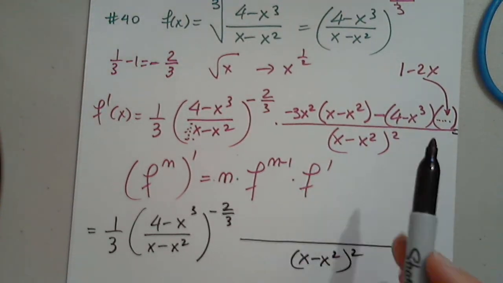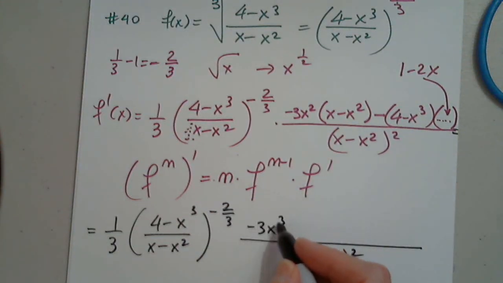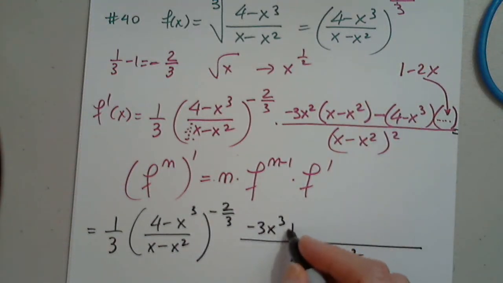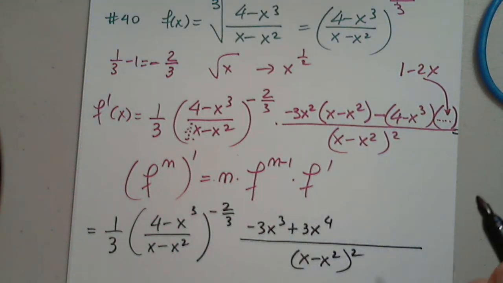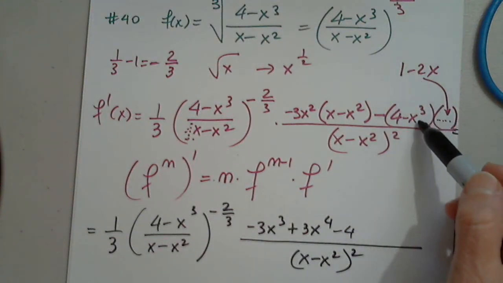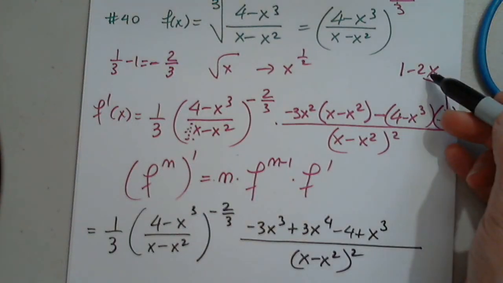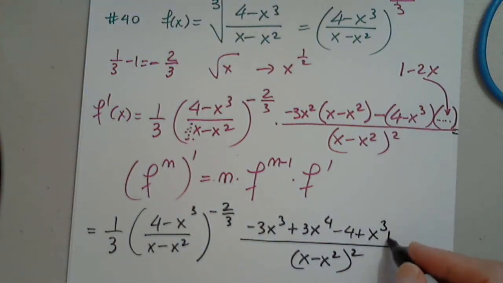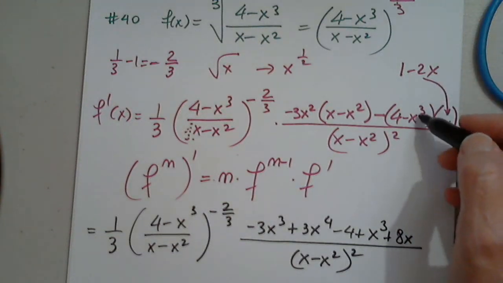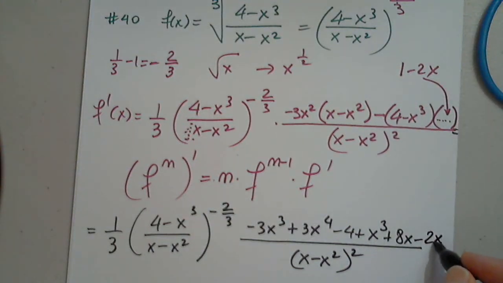And now let's see what I can do here. Negative 3x squared times x, negative 3x cubed, negative 3x squared times negative x squared, positive 3x to the fourth. 1 times 4 with minus in front. 1 times negative x cubed with minus in front. Negative 2x times 4 with minus in front. Negative 2x times x, negative 2x squared... negative x cubed. So this is positive 2x to the fourth minus 2x to the fourth.